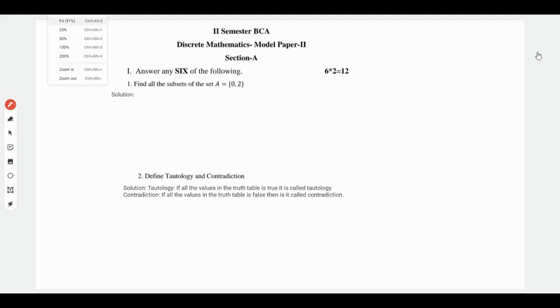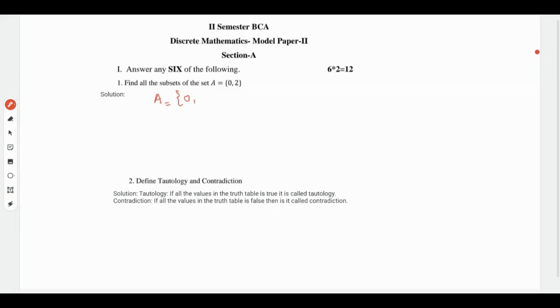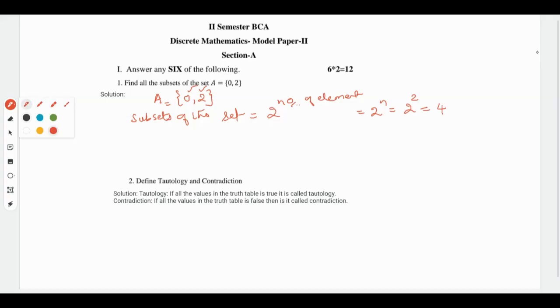Then the next model question paper, I'm just doing the problems which are different from the other problems which I have solved in other papers. Okay. So here find the subset of the set A is 0, comma 2. To find the subset of the set, we have a formula that is 2 power n, n will be the number of elements. Here we have 2 elements, so 2 2s are 4. So we can get 4 subsets from the given set.